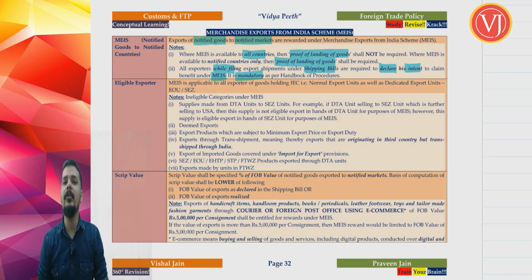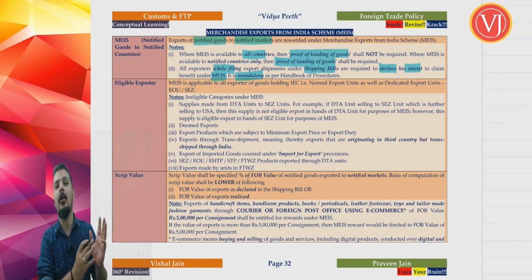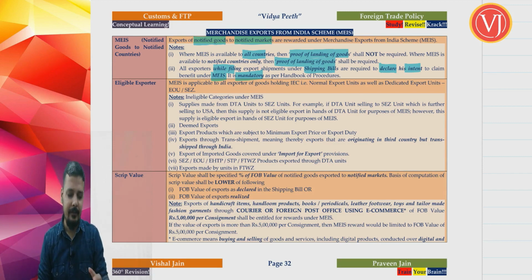And friends, we have also discussed that MEIS script is shipment basis, transaction basis. So you have to tell that you want MEIS script at the time of export, at the time of filing shipping bill or bill of export, right? And it is mandatory. You cannot tell that no, I forgot. That point will not be valid.